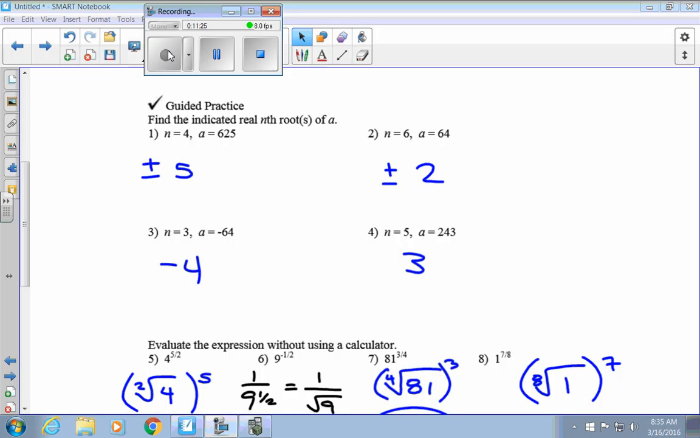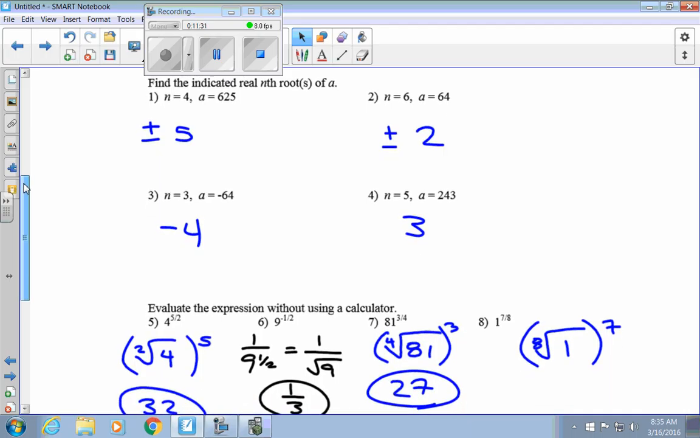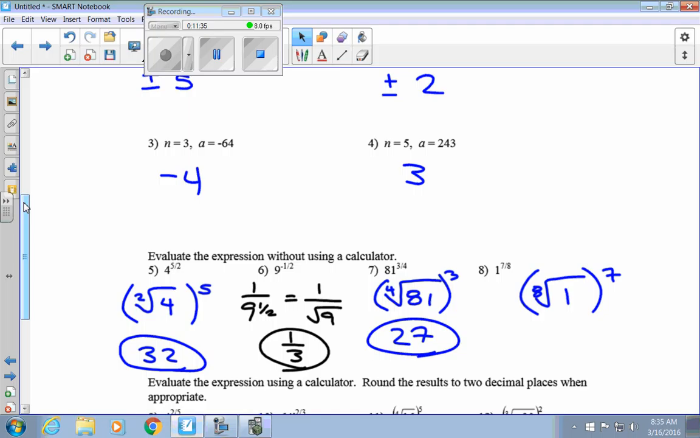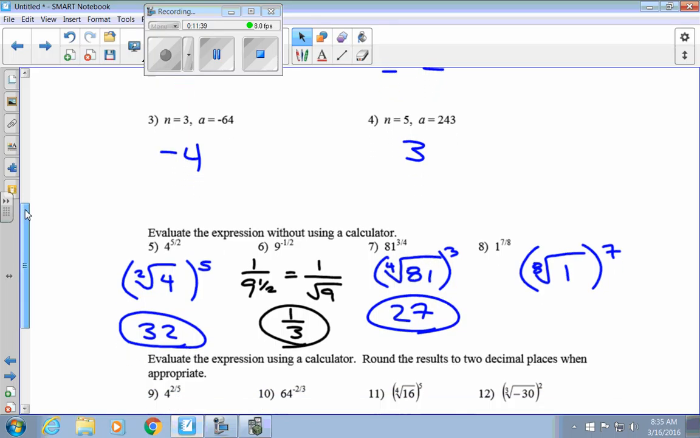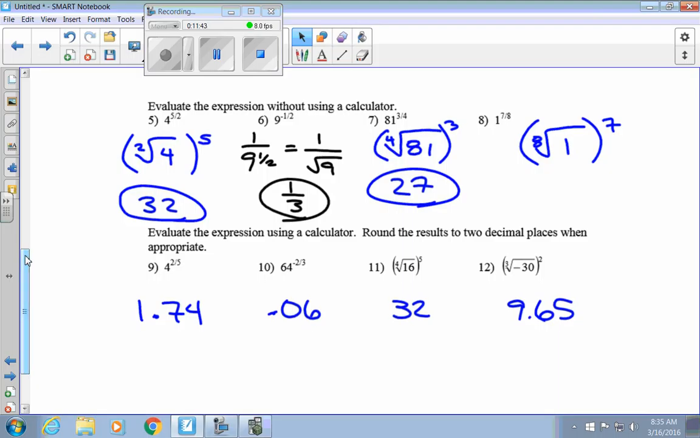And here are the answers to all of those guided practice questions. 1 through 4, we're just using the index numbers to find the roots. Remember, if the index is odd, we're only going to have 1. If it's even, then it's just like the square root ones that we talked about before. And here's how we evaluate our rational expressions and our radical expressions with and without a calculator.